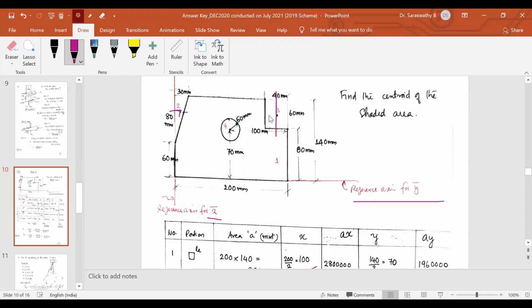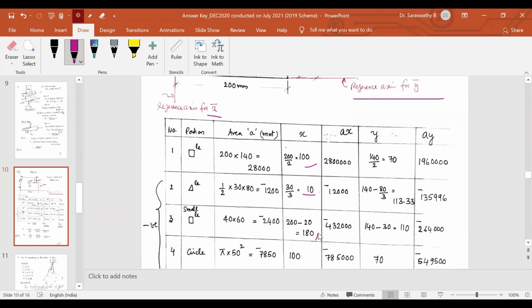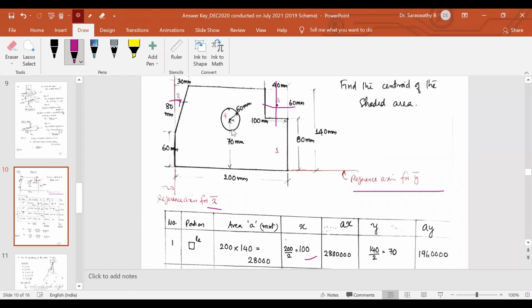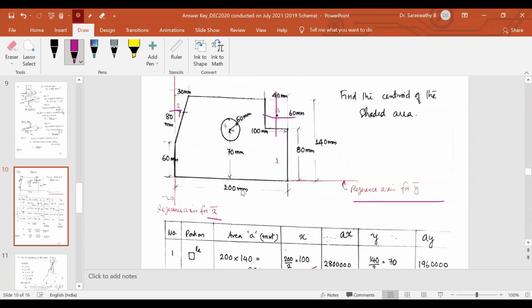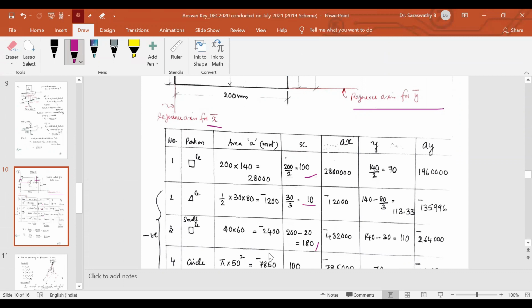Next, this rectangle. The centroid of this rectangle is at a distance of 20 from this line. So from here to here, it will be 200 minus 20, which is 180. Now coming to this circle, the area of the circle is pi d square by 4 if the diameter is given. Since the radius is given, it is pi r square. That is also a negative area. The distance to the centroid, from here to here, is 200 by 2, since it is placed at the center of this rectangle.